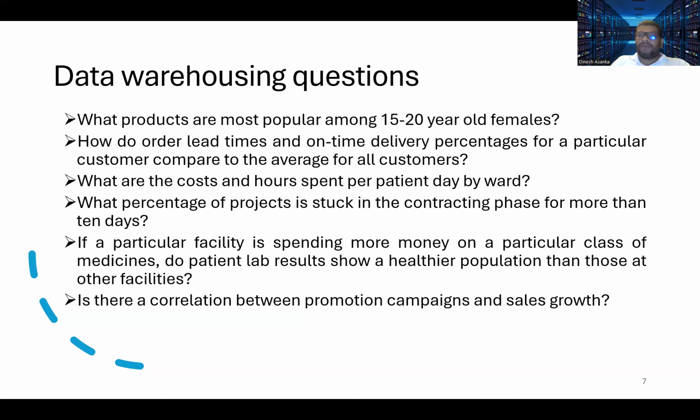What are the questions that are asked of data warehouses? What products are more popular among 15-year-old females? Products and customers, you are linking. You have sales, and you are linking with customers who are in this age group and female, and products. Order lead times. On-time delivery percentage to a particular customer, comparing all the customers. So you are looking at your delivery operations from the customer perspective. Cost and hours spent by a patient by ward. Percentage of projects stuck in a contracting phase for more than 10 days. So you can see it's not a simple linear analysis that you do. It's a comprehensive, complex analysis, integrating multiple different sources.